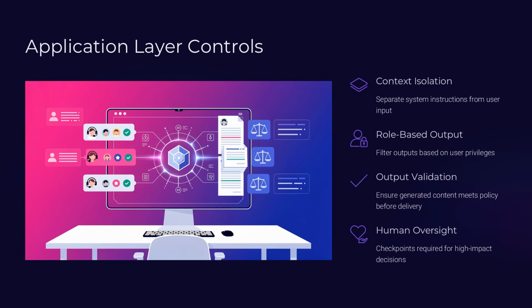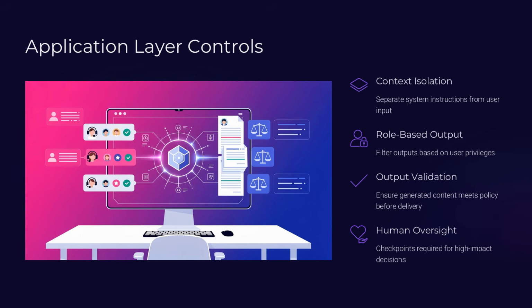Context isolation ensures that system-level instructions are separated from user input. This reduces the risk of prompt injection. Role-based access control ensures that outputs are filtered based on user privileges. A finance employee should not retrieve human resources data through a conversational interface. Output validation mechanisms ensure that generated content meets policy requirements before being delivered to users.